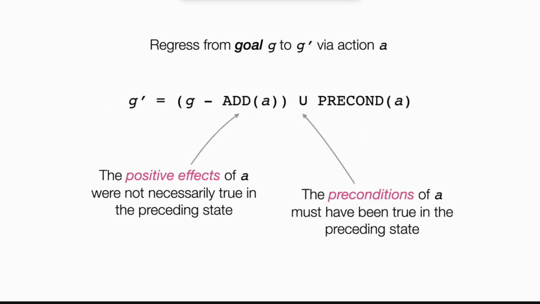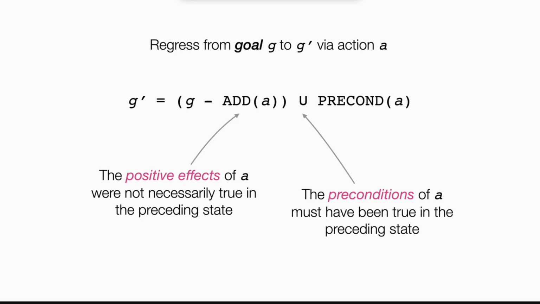So quite quickly, we can write a formula for doing this goal regression in the same way that we could write the forward progression. When we were doing forward state space search, we were using that formula that said S prime equals add and delete.